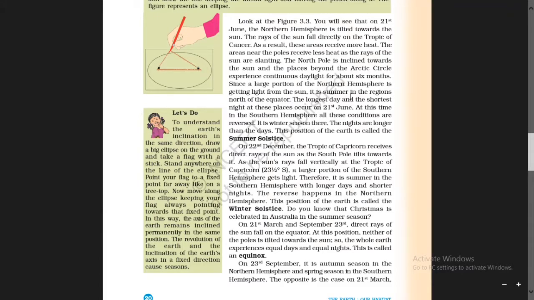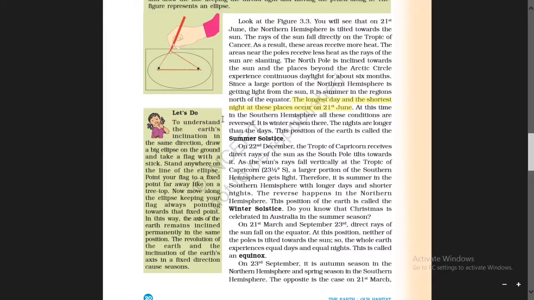The longest day and the shortest night at these places occur on 21st June. Mark this in your book: the longest day and shortest night at these places occur on 21st June.